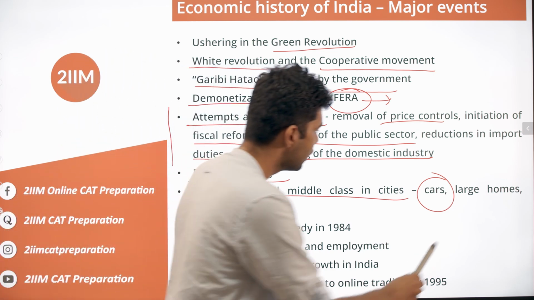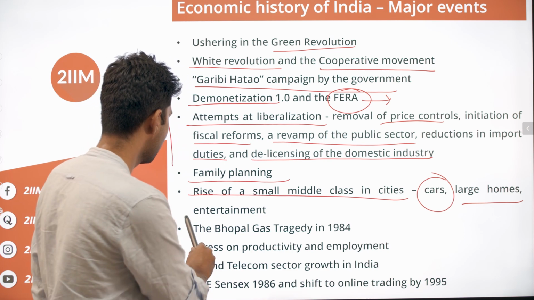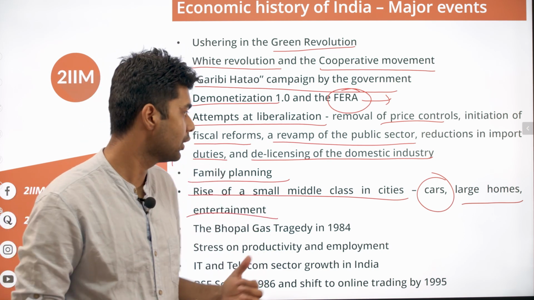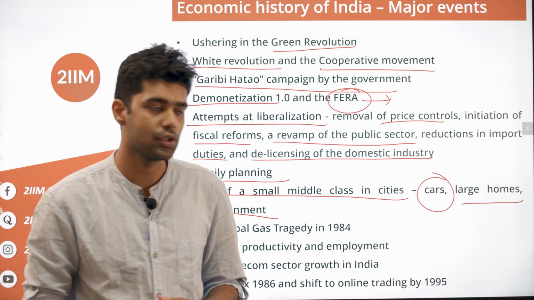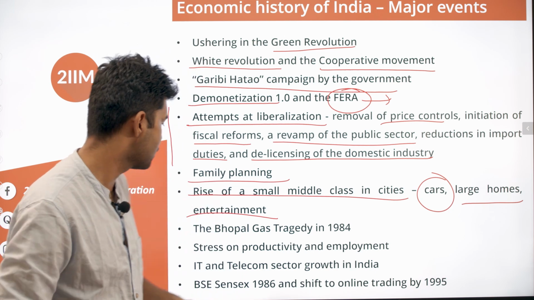So people had large homes, so there was some sort of affluence in the society, and the entertainment industry also flourished. Bollywood had caught up with the people with the increase in television, with the increase in technology. People were having increasing access to the entertainment industry, so that was growing.